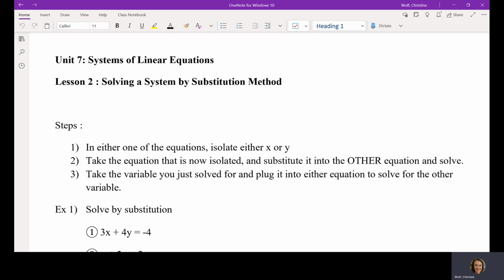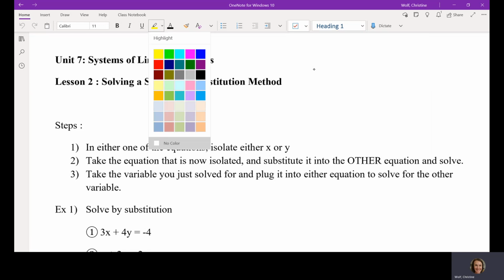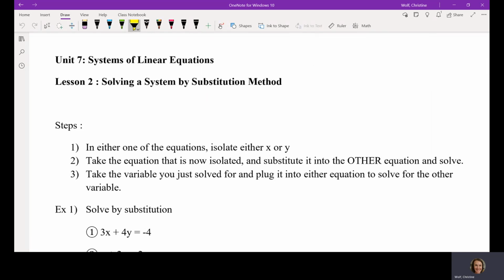Now, method one that we learned about for how to solve a system was the graphing method. So in lesson one, we literally graphed both equations and then we looked at where they crossed and that point was our answer. Okay, lesson two is method two, and we are doing the substitution method today. So the substitution method is a way to solve the system mathematically without having to draw it, okay?